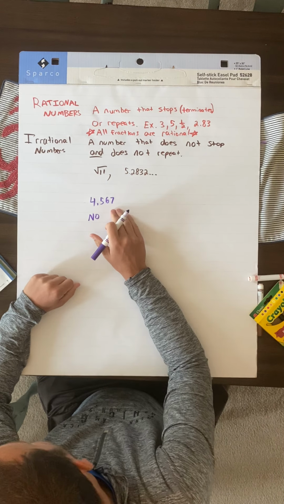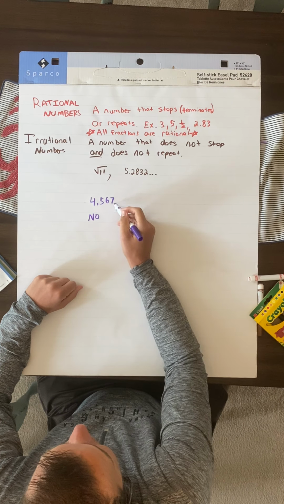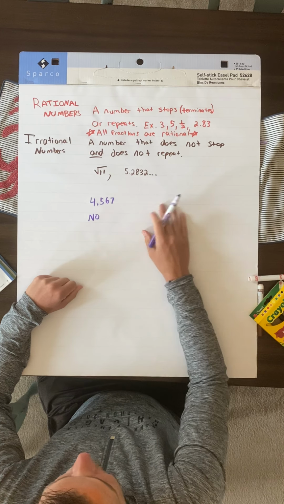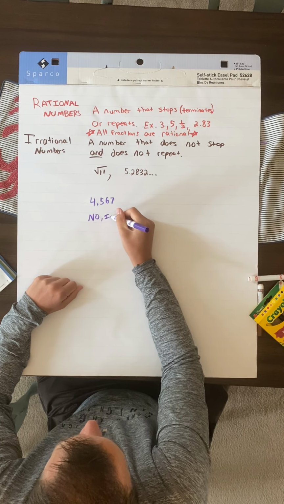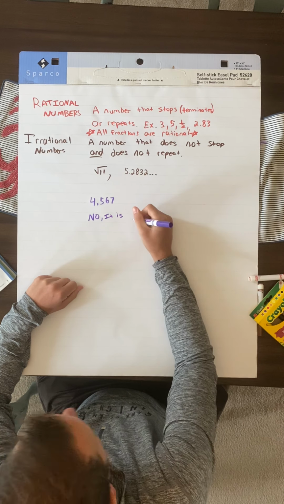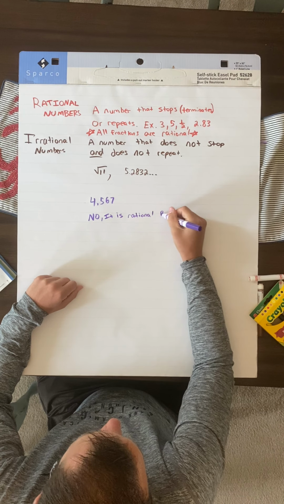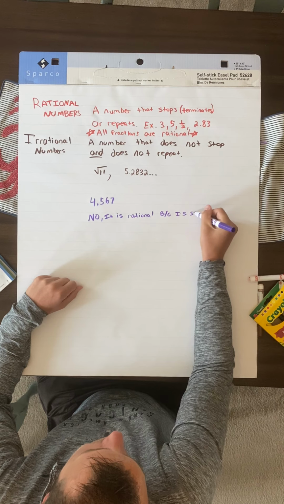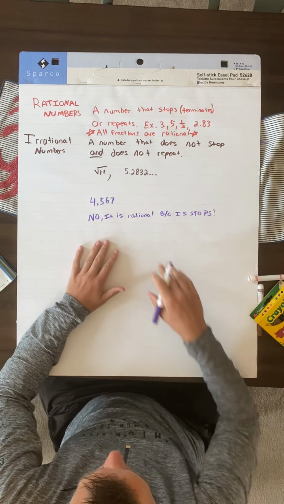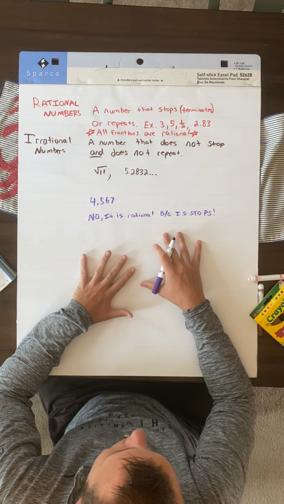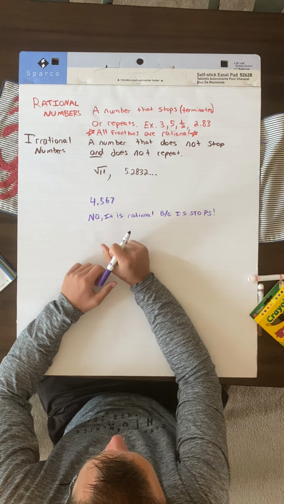Because even though it does not repeat, it does stop. It terminates right here. There's no other numbers. We don't see ... So we're going to say no, it is rational because it stops. Remember now, to be rational, it could stop or repeat. So even though this does not repeat, it does stop.